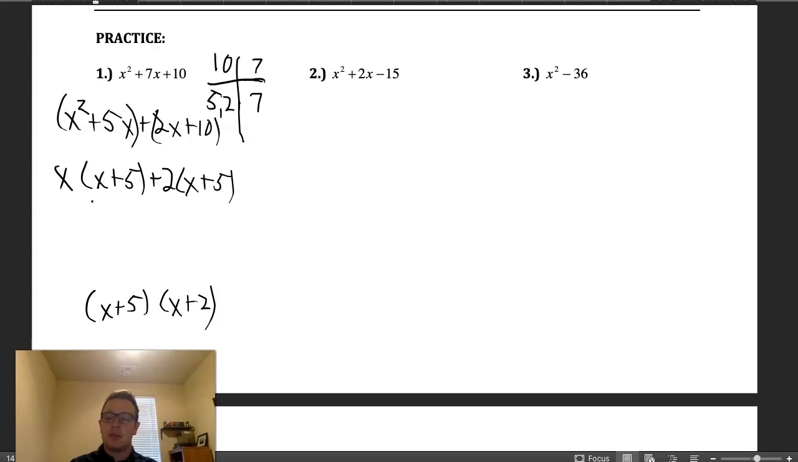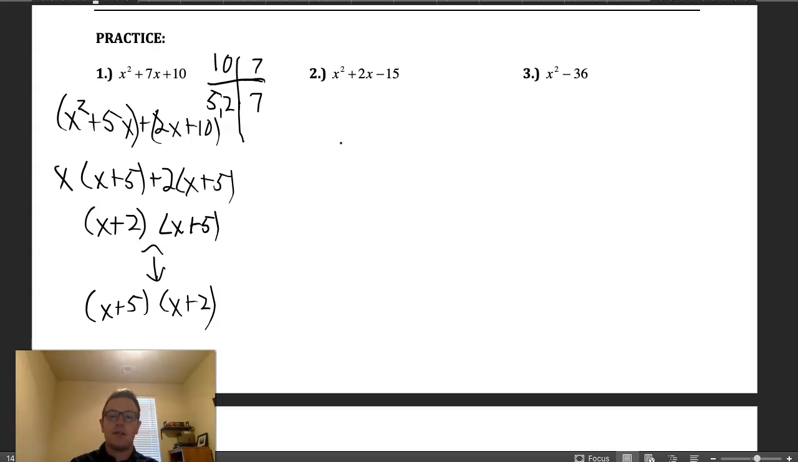So our two inner terms combine, and our two remaining terms are the other equations. So our answer is x plus 2 times x plus 5. And there we have our answers. They match what the shortcut said. Now go ahead and do problem 2.